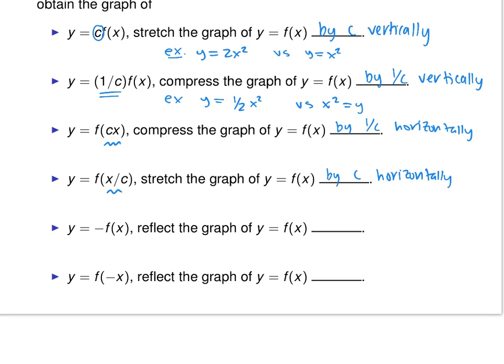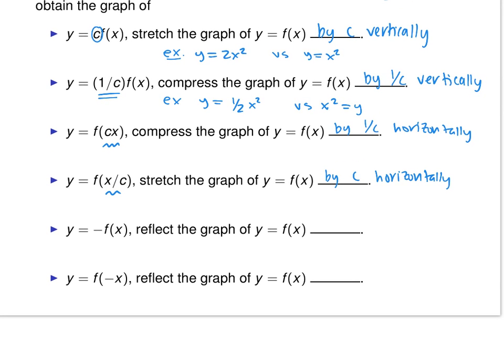All right, how about the last two? These are the more important ones. What does a negative outside the function do? Flips it over the x-axis. Great. It takes what was a positive y and makes it a negative y. It takes what was a negative y and makes it a positive y. Just flip-flops that. So if that goes over the x-axis, what does putting a negative inside the function do? Over the y-axis.